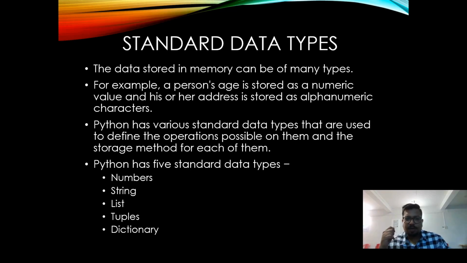Whatever data there is will be stored in your memory, and data is of multiple types. What type of data Python handles is discussed over here. Basically, Python provides you with five standard data types, and those are numbers, strings, lists, tuples, and dictionaries. One more thing is there, that is set, which is a derived type that we will discuss as and when we go further. So today let's discuss the numbers.